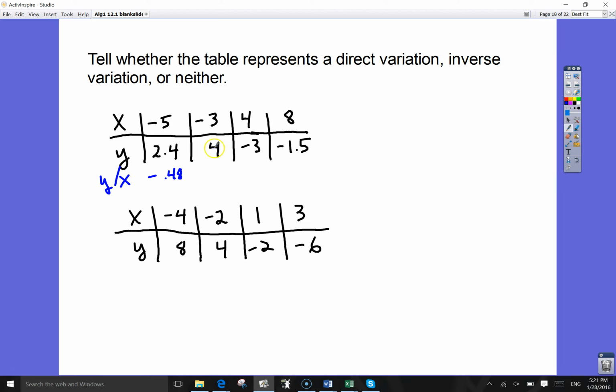How about this one? 4 divided by -3. If you put it in your calculator, you're going to get -1.3 repeating. So right away, I'm checking the quotients, and these are not the same. So that's not going to be a constant. So let's stop checking it. It's definitely not direct.